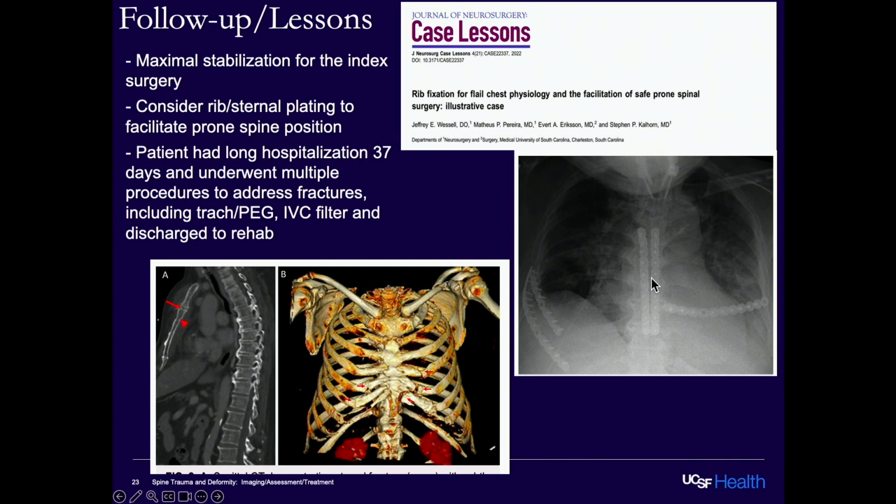So, lessons learned for the case when we reviewed this: we talked about possibly doing rib and sternal stabilizations to be able to position a patient prone for a long spine case, especially if there's going to be concern about ventilating or issues with his cardiac output during the case. There have been some descriptions of doing rib stabilization procedures for this to have patients positioned for surgery. He had a long hospitalization, obviously. We did not get him out the same day, but a little over a month, even after trach and PEG and multiple trips to the operating room, he was able to be discharged.